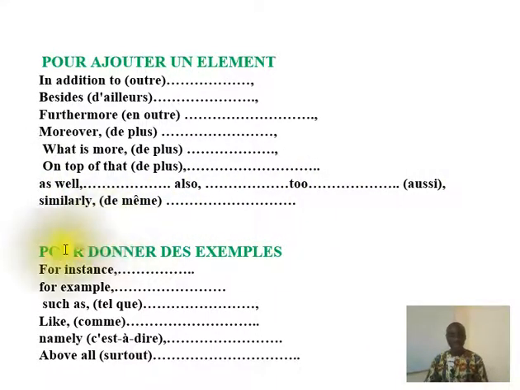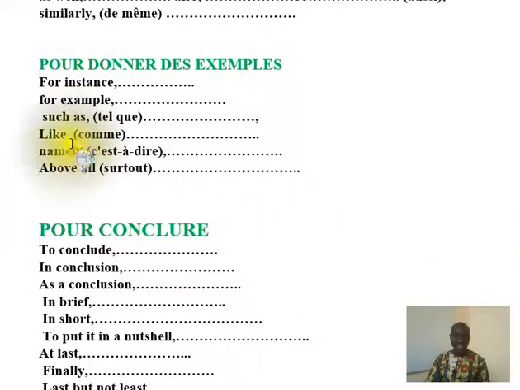Ok, maintenant, pour donner un exemple, comment il faut faire? Pour donner des exemples, to give some examples. For instance, ça veut dire par exemple. For example, ça c'est français même, par exemple. C'est pas pour exemple. For example, on écrit for example, mais ça veut dire par exemple. D'autres vont traduire for par pour. Non. On dit for example, ça veut dire par exemple. Such as, tel que. Like, comme. Je vais vous donner des exemples. Namely, c'est-à-dire. Above all, surtout. Donc, pour donner des exemples, on peut dire for instance, for example, such as, like, namely, above all. Vous voyez, c'est intéressant, non? Ok, for instance, par exemple, such as, tel que, like, comme, namely, c'est-à-dire, et above all, surtout.